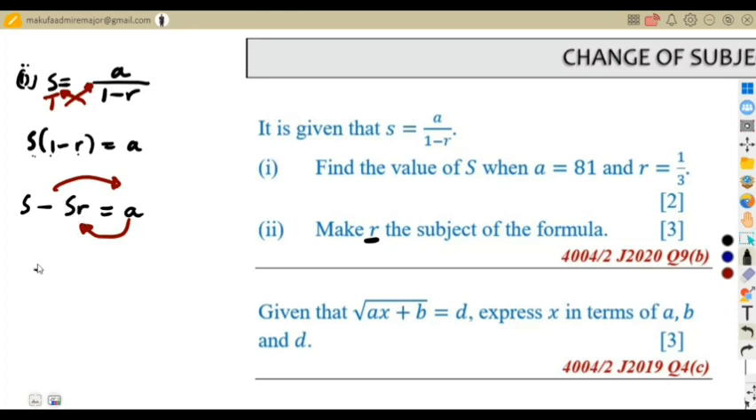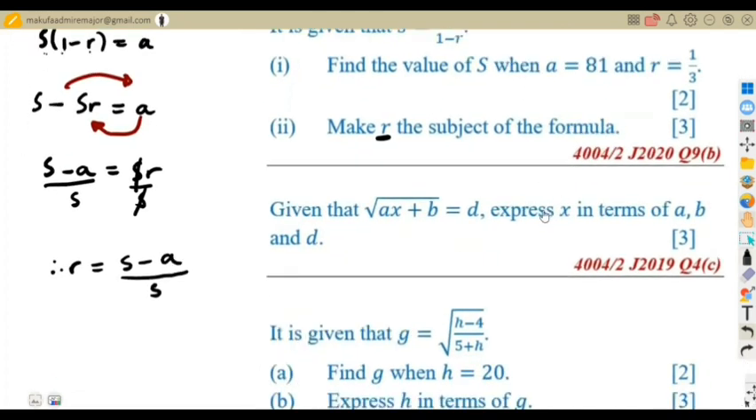So meaning to say, you're going to transpose A to this side: S minus A is equal to minus SR, and that side is going to be positive. So this part that is affecting R is S. How is it affecting the multiplication? We are multiplying. So whenever you are multiplying, you're going to divide both sides. So we are going to divide by S both sides. That is, we are going to remain with our R as S minus A, everything over S in this case.